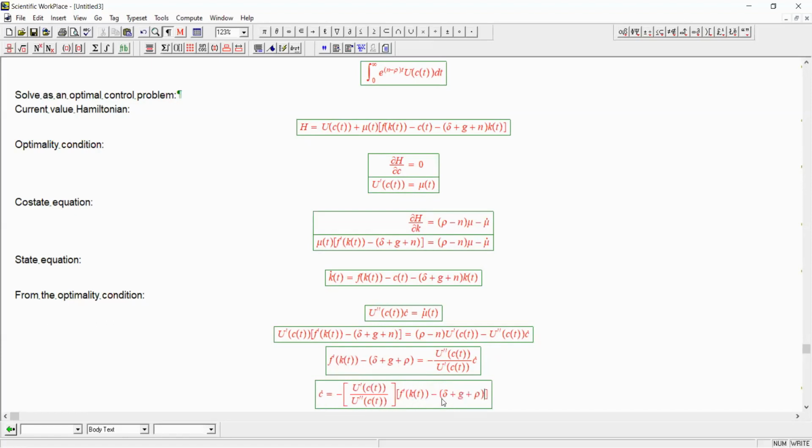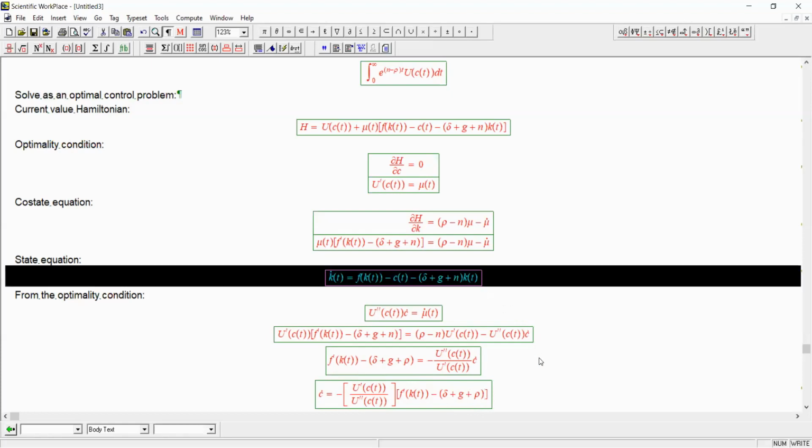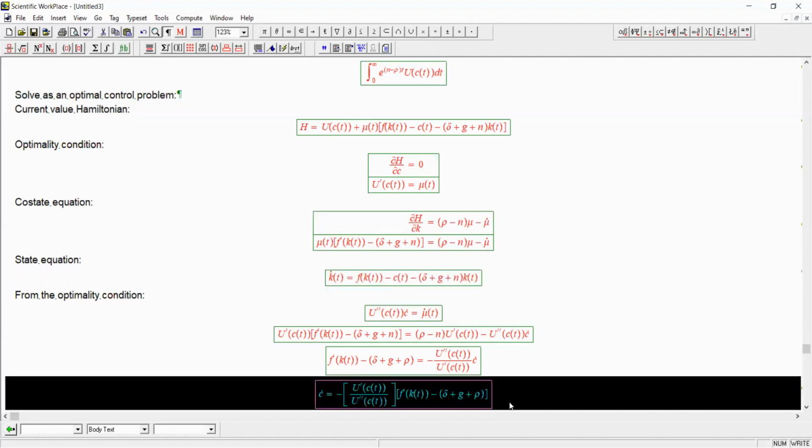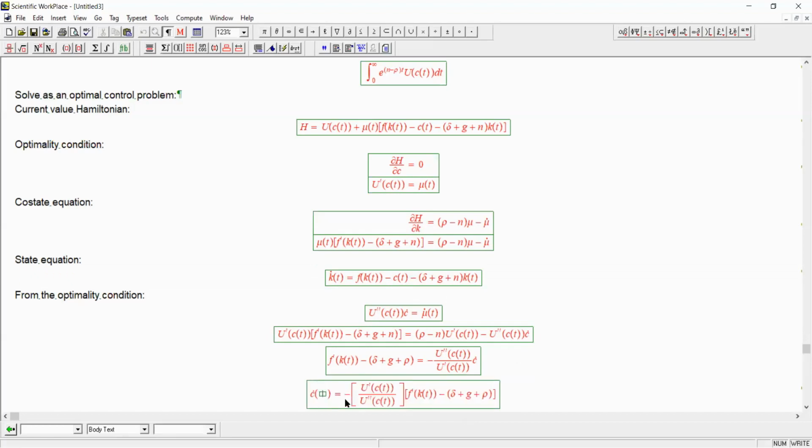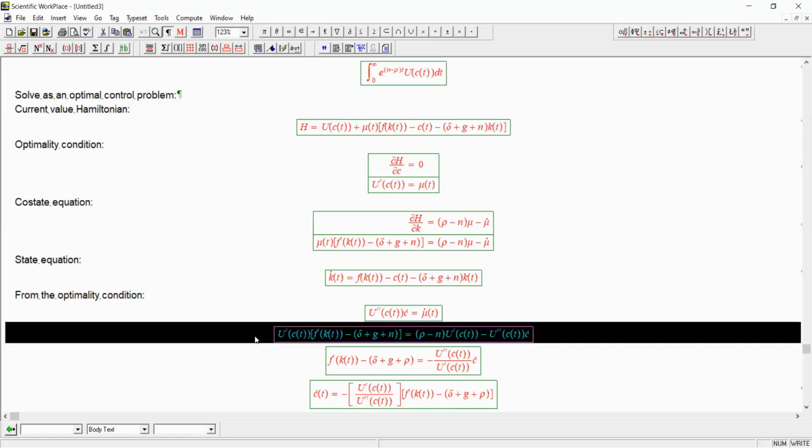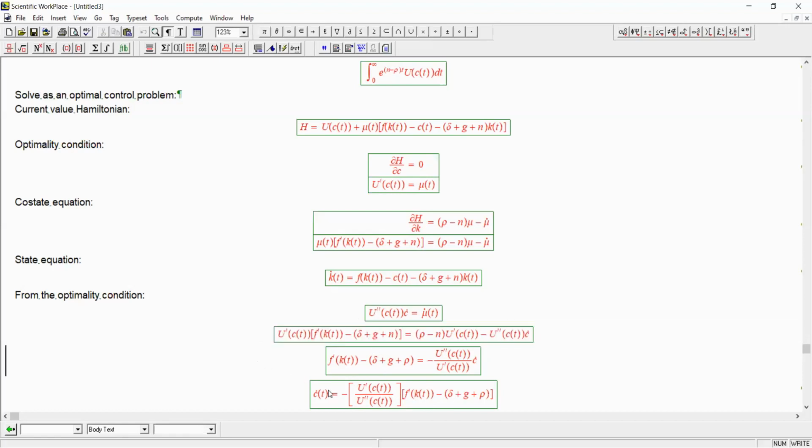So the solution to this problem is characterized by a pair of differential equations. This one, which is the state equation, tells us how capital evolves as a function of consumption, and this one, which tells us how consumption evolves along with capital. Now, remembering that k at date 0 is given, in principle, this tells us, together with this, how this economy is going to evolve.